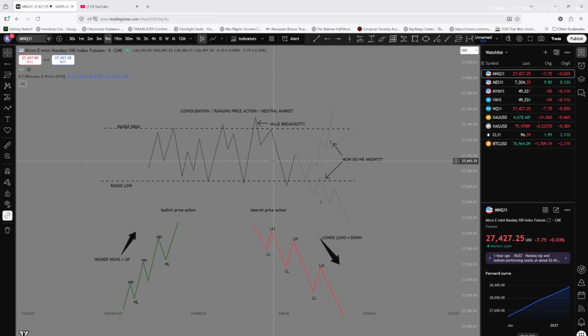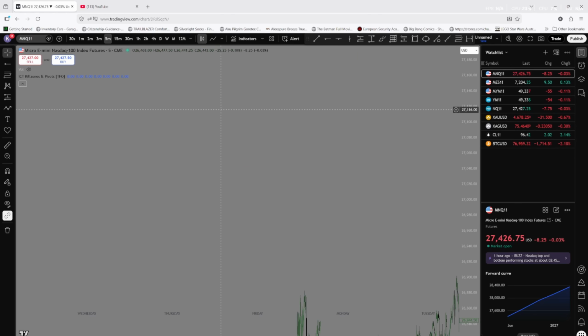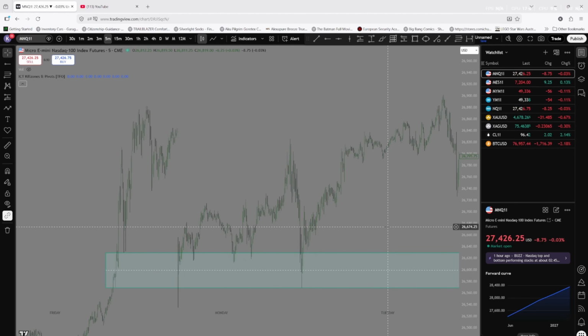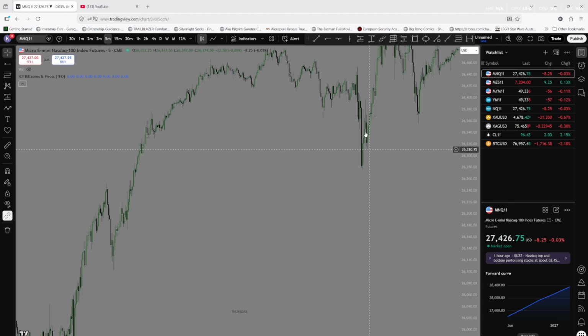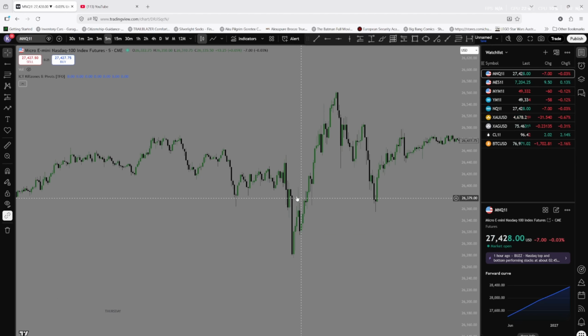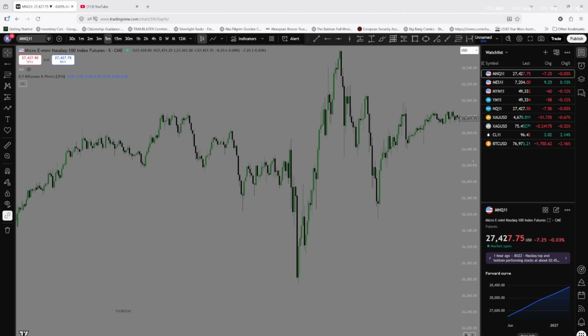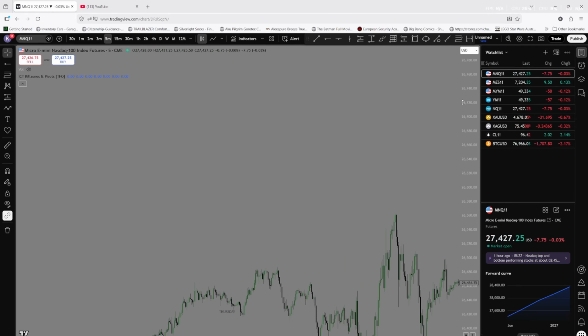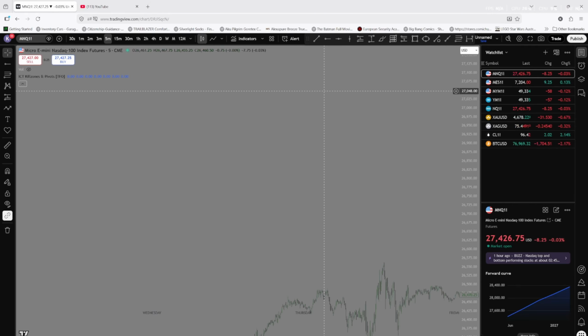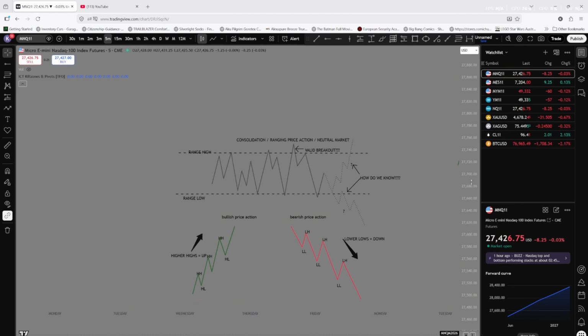Now, what are all the lines and all the different sticks? Don't mind this. These are candlesticks, and this is a candlestick chart. Why are they called candlesticks? Because they look like candles. What are candlesticks? We'll touch on that in a second.